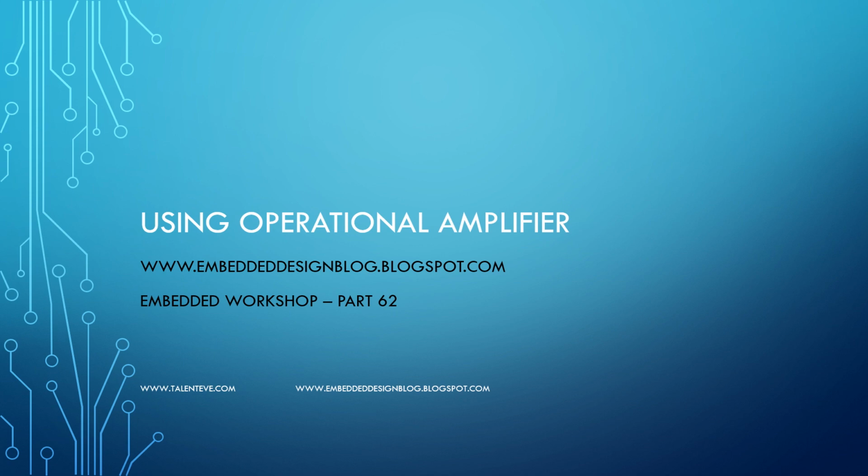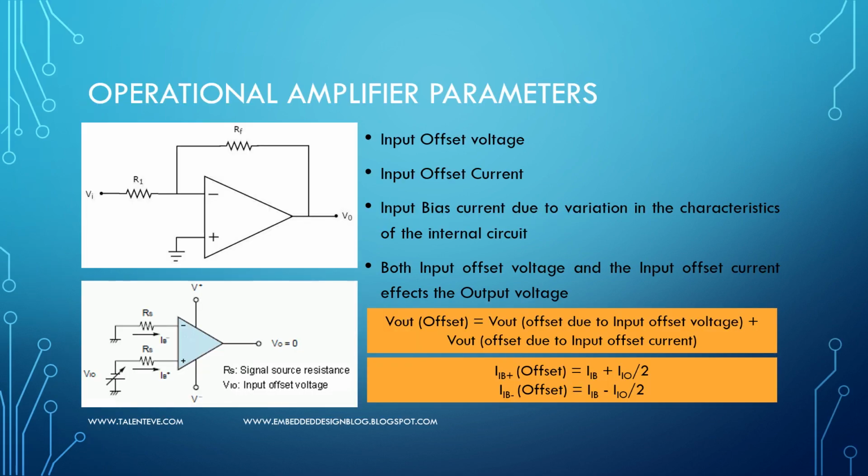Let us continue our discussion on the operational amplifier in this workshop. We will talk about the different operational amplifier parameters which help to design the circuit using our op amps. One of the important parameters is the input offset voltage, and the other one is the input offset current.